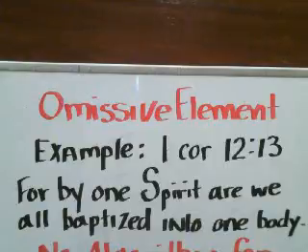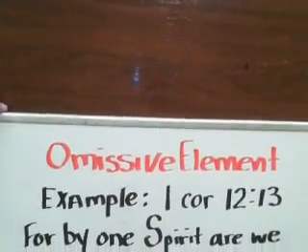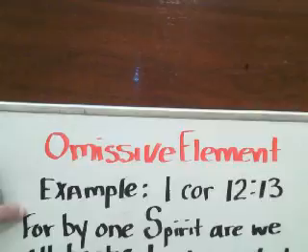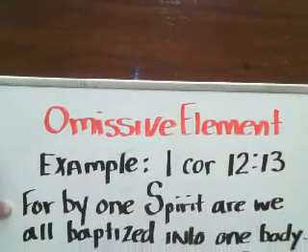Okay, this video is to give an example of what an omissive element, that is the number one missing element, an algorithm, a reason, rationale, a rule according to which we might follow in understanding our Bible. So we'll look at 1 Corinthians 12:13, part of it. For by one Spirit are we all baptized into one body.